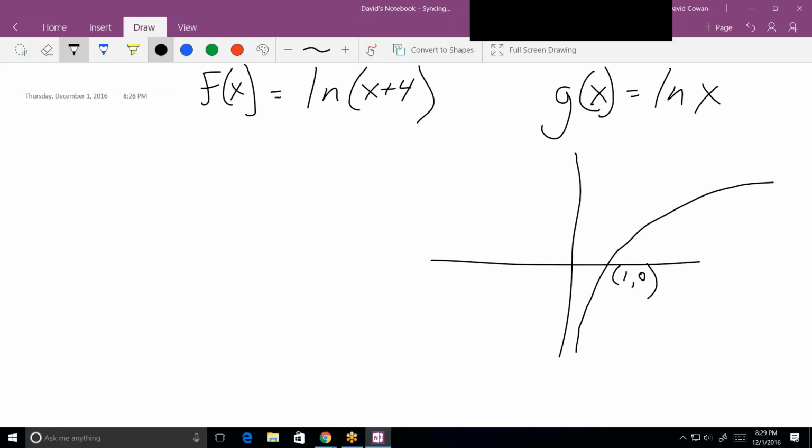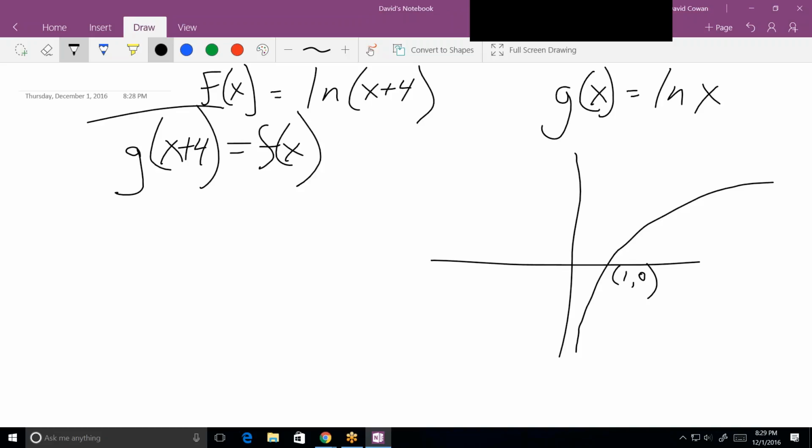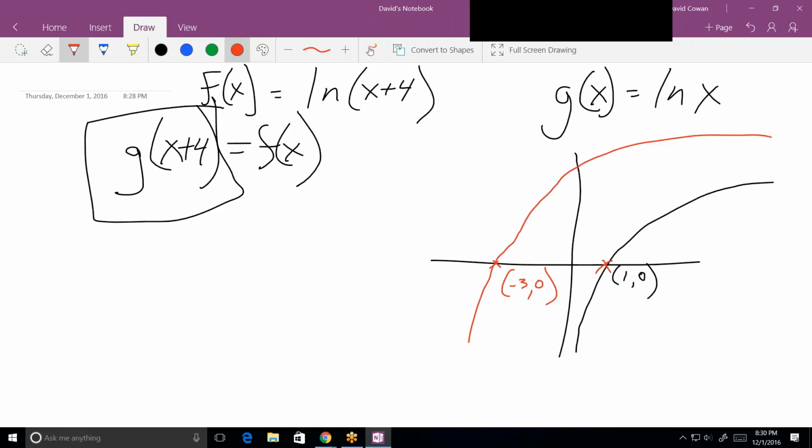So how could I write this in terms of g(x)? What would it be? g(x plus 4). So g(x plus 4) equals f(x). And now we want to turn our analysis to that. What transformation is going on? A horizontal shift to the left by 4 units. So yes. The only thing I have to do is take this point right there, shift it 4 to the left, becomes -3, comma, 0, and draw something that looks relatively parallel to the original curve.